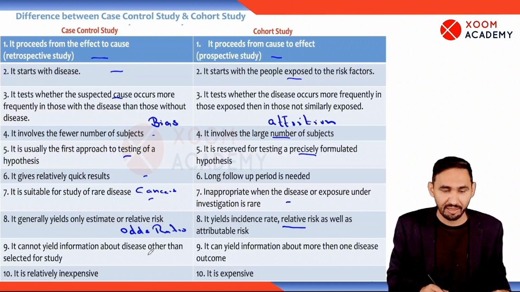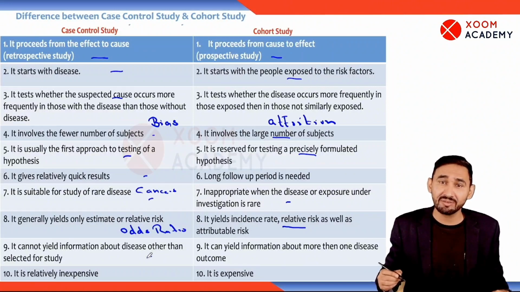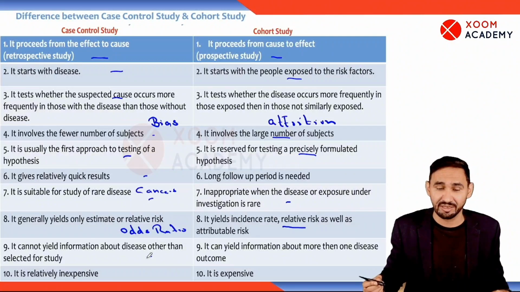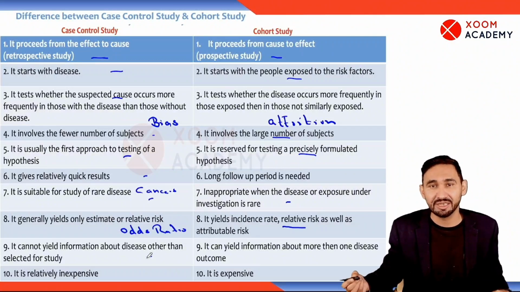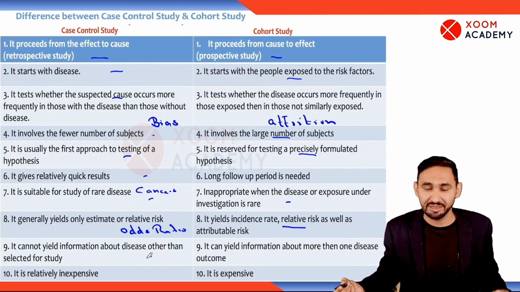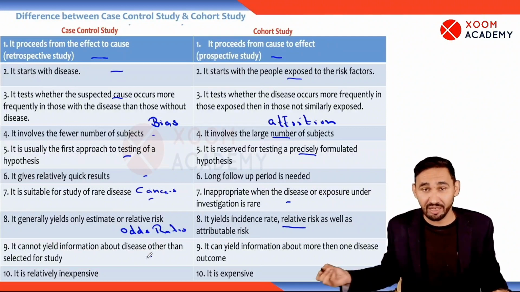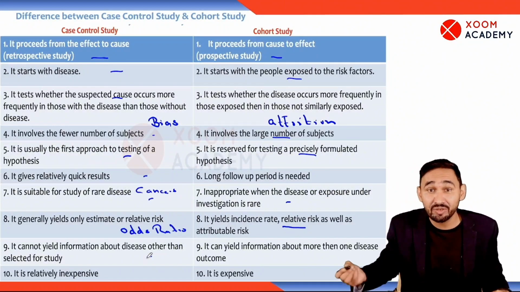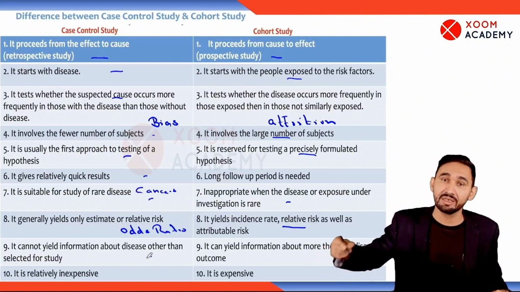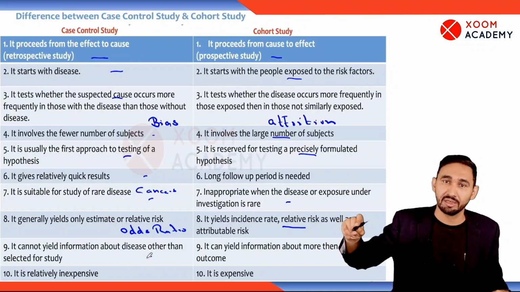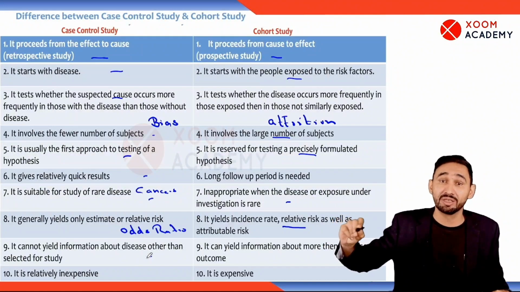So, case control study yields information regarding one disease, but cohort study can yield information regarding other diseases, regarding more than one disease cause. In case control study, we take the cases. In cohort study, we move from exposure to outcome. So this exposure may lead to other outcomes.